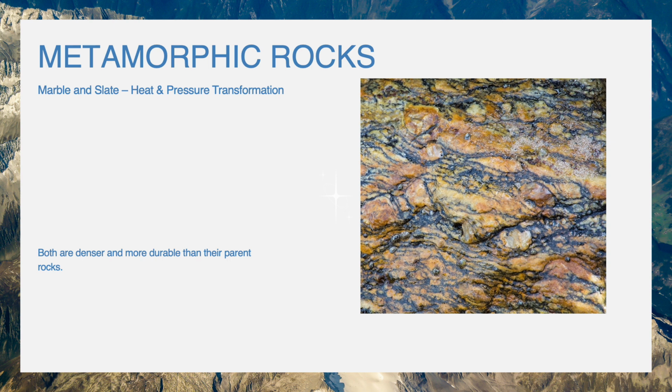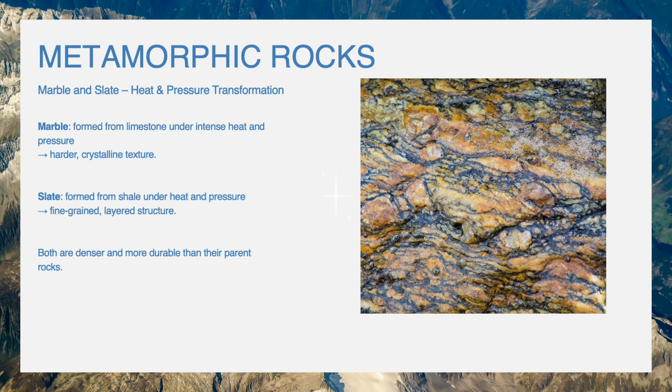When limestone is changed by heat and pressure, it becomes marble. Marble is usually harder and more crystalline than limestone. And when shale is changed by heat and pressure, it becomes slate. Slate is fine-grained and often splits into thin layers. We usually see these changes where tectonic plates are pushed together and rocks are buried, heated, and squeezed.